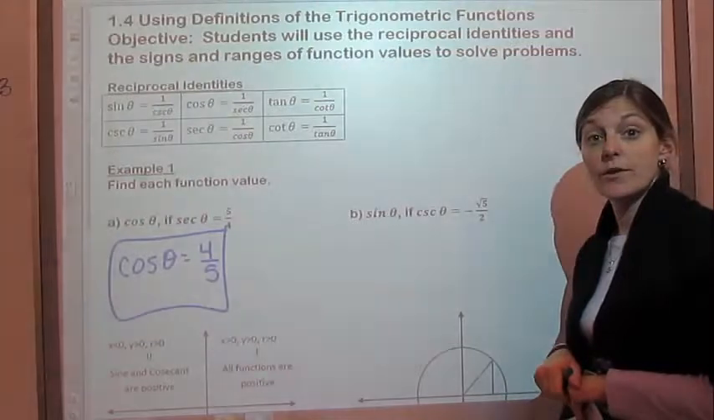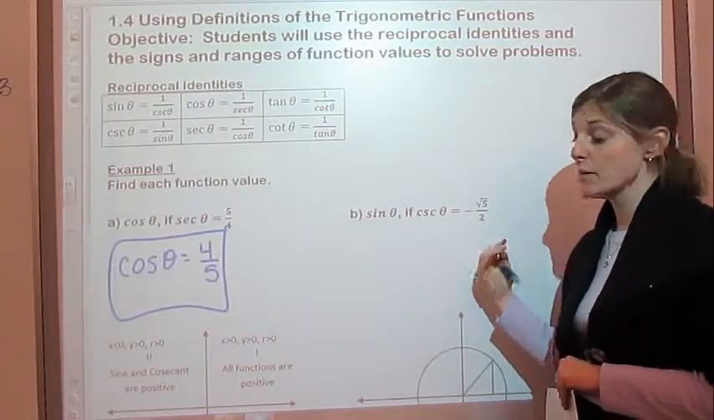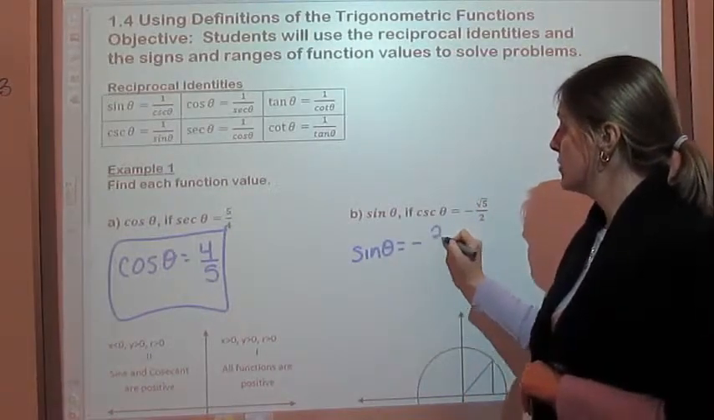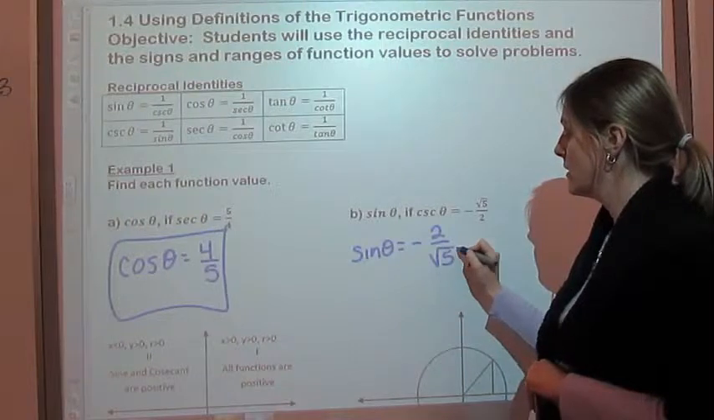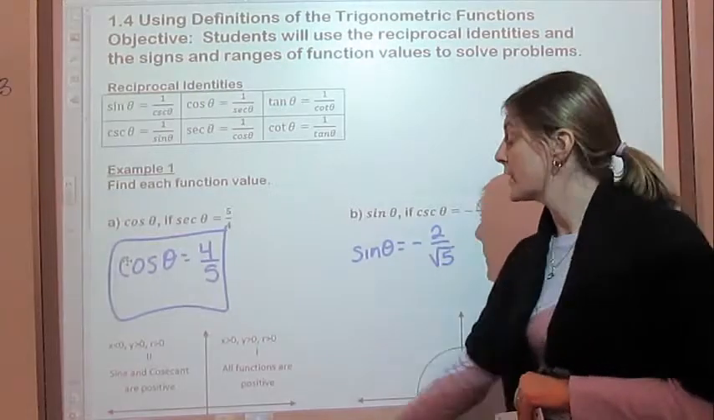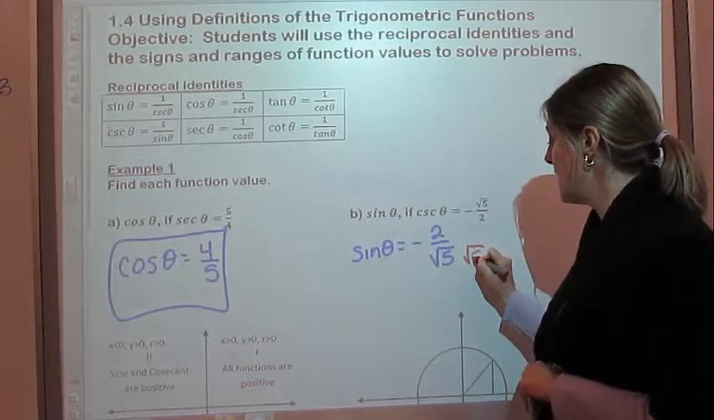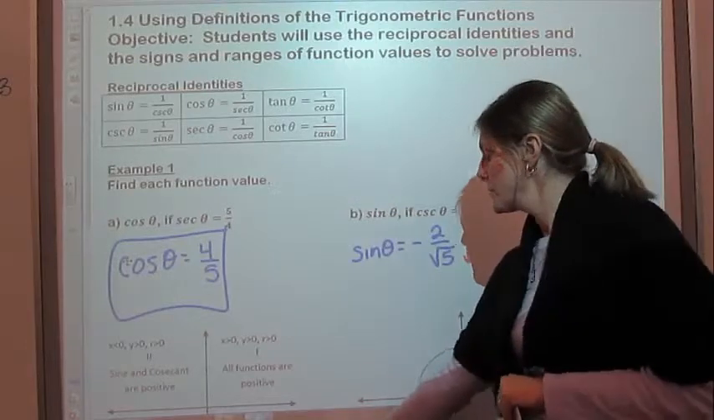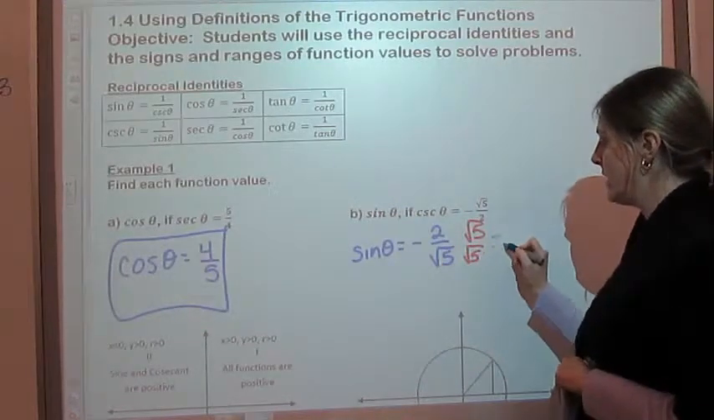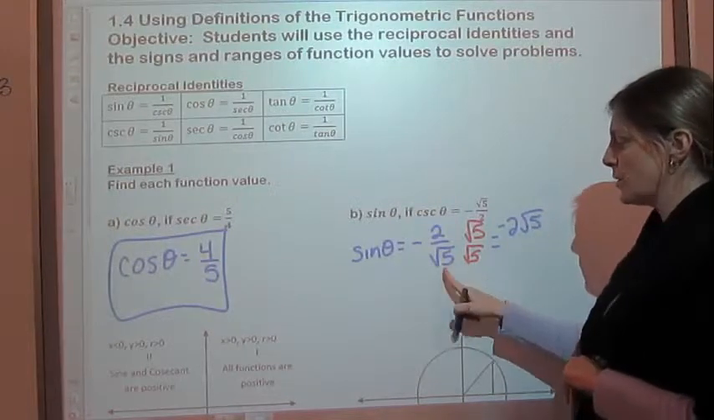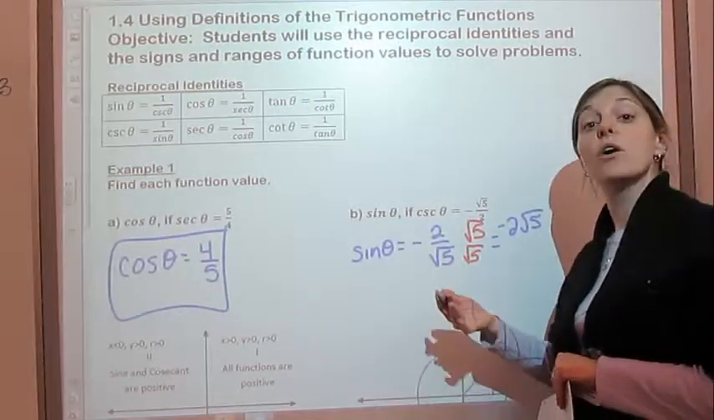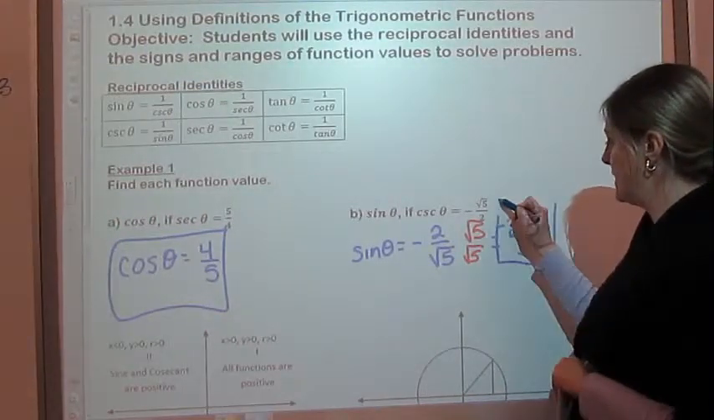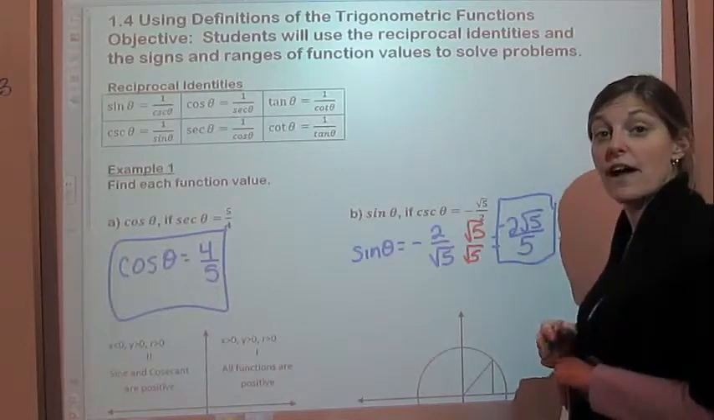Now we want to find sine of theta if cosecant of theta is equal to negative square root of 5 over 2. Again, they're reciprocals, so the sine value for theta is going to be negative 2 over the square root of 5. But then we need to rationalize the denominator, so we multiply by the square root of 5, and whatever we do in the denominator, we have to do in the numerator. So we get negative 2 times the square root of 5, and the square root of 5 times the square root of 5 is the square root of 25, or 5. And so that is your sine value, negative 2 square root of 5 over 5.